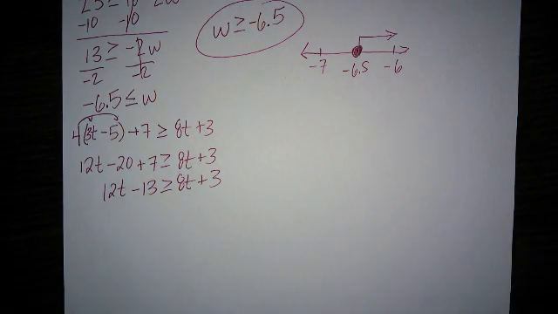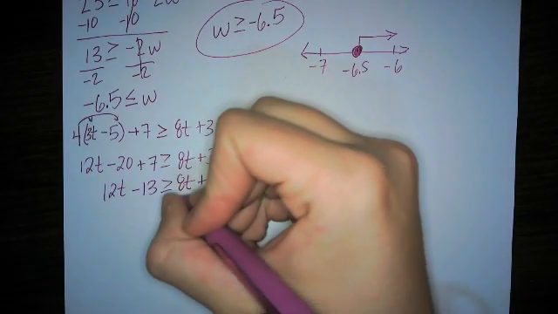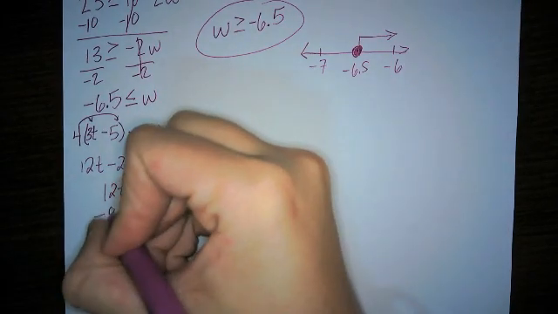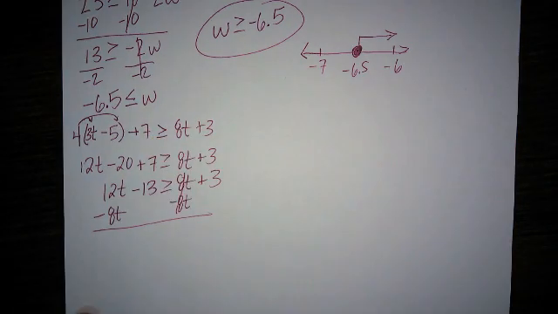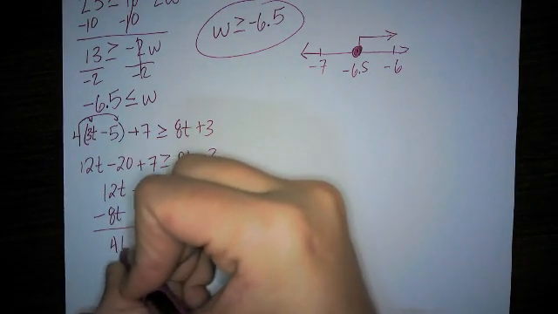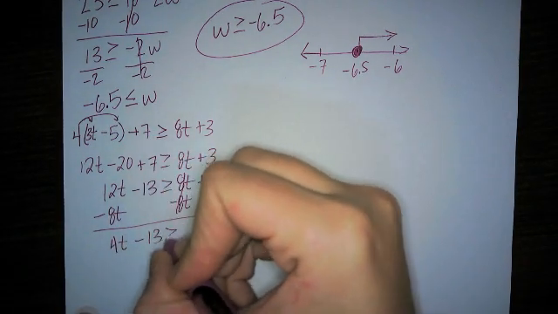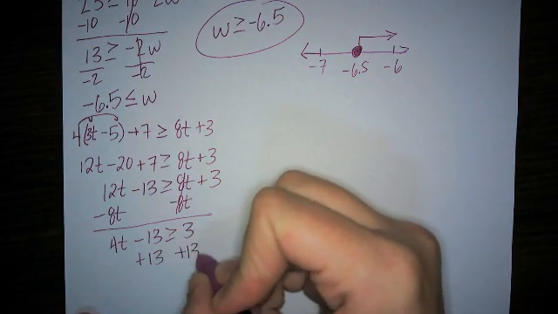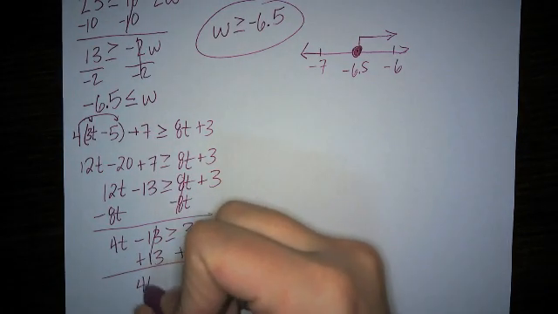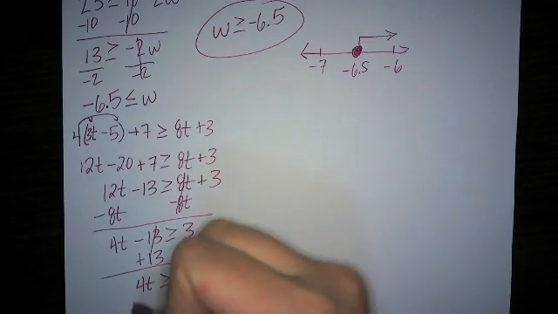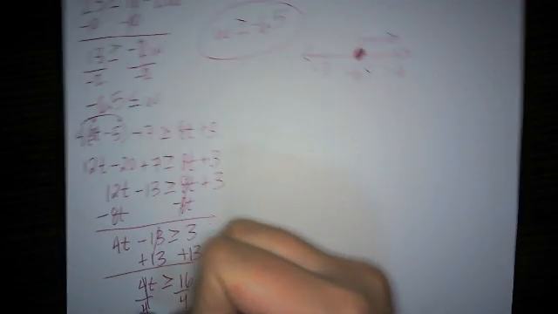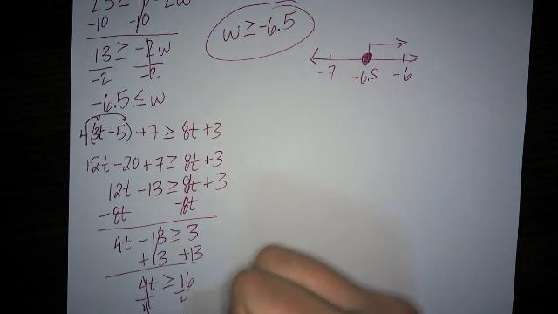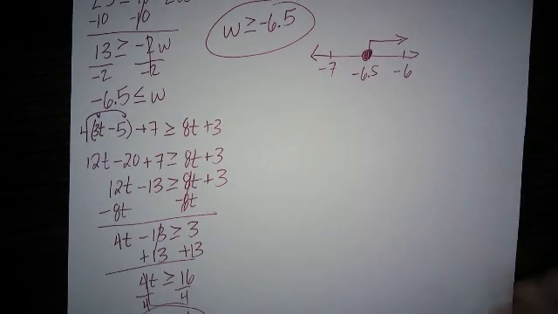And then remember, when you have your variables on either side, we want to move them to one side. So I'm going to subtract 8t from both sides. This is going to give me 4t minus 13 is greater than or equal to 3. And then we just keep solving. So I would add 13 to both sides to give me 16, and then divide both sides by 4 to give me t is greater than or equal to 4.